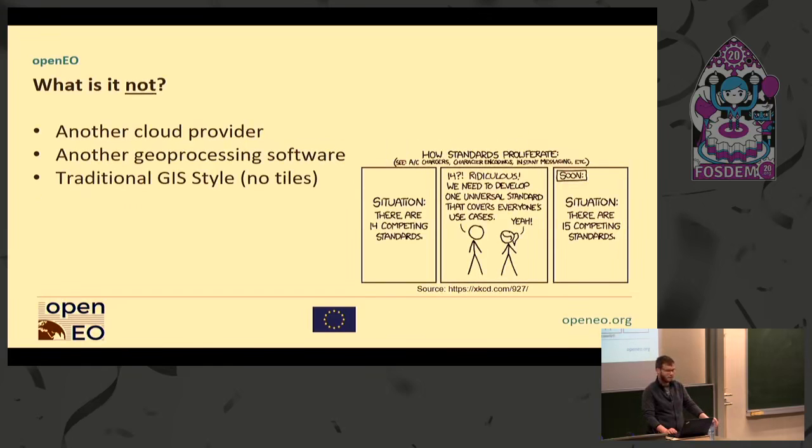So what is it not? Well, it's not another cloud provider. We just specify the API and the translation layer. It's not another geoprocessing software, so we're not writing the new ArcGIS or something like that. It's really just the translation, and it's not very much like the previous traditional GIS workflow, where you download the data, then you have tiles and need to process them and so on. It's all cloud-based, so your algorithm is going to the data, which is stored in large amounts in the cloud, and then you get the result back, and not the other way around.